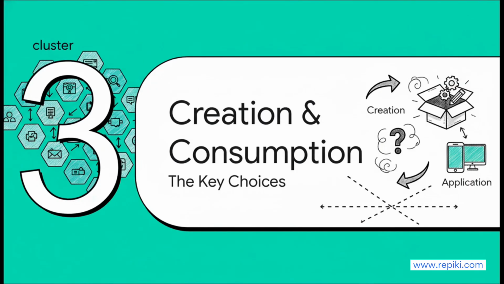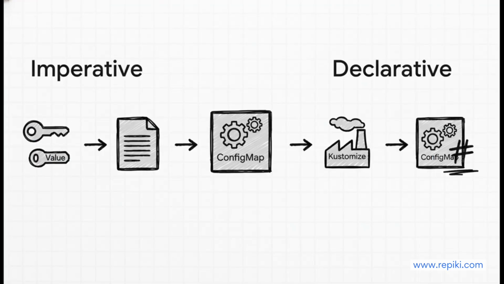Okay, so we've established that config is just data living in the cluster. But how do we actually create it? And how does our app get its hands on it? This is where we run into a few really key decisions that every single developer has to make. When it comes to creation, you've really got two main paths.